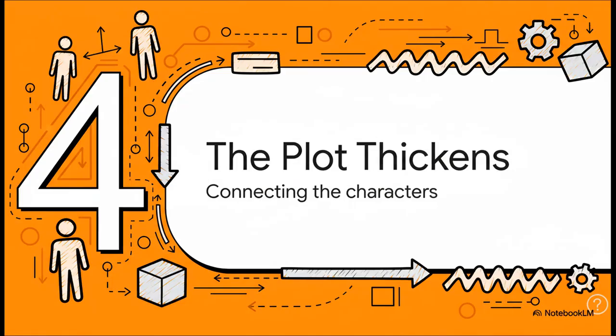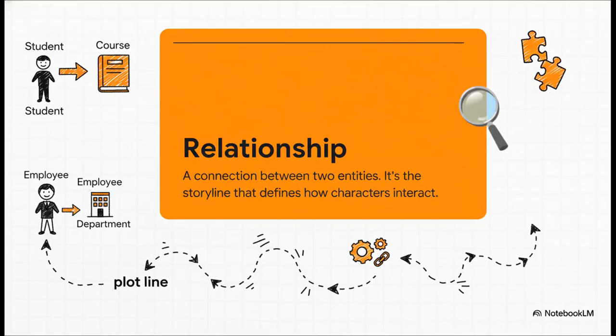Okay, so we've got our characters, and we've given them all these cool traits. But right now, they're all just standing around. It's time to make things interesting. It's time for the plot to thicken by actually connecting them to each other. And this connection is called a relationship. You can think of it as the verb in our data story. A student enrolls in a course. An employee works for a department. Relationships are the plot lines. They're the action that brings our characters to life and shows us how they all interact.